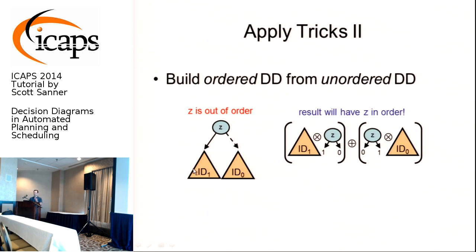So it takes 4 lines of code to canonically reorder an unordered decision diagram. And this will be in the slides if you want to look at this later. It's really cool.